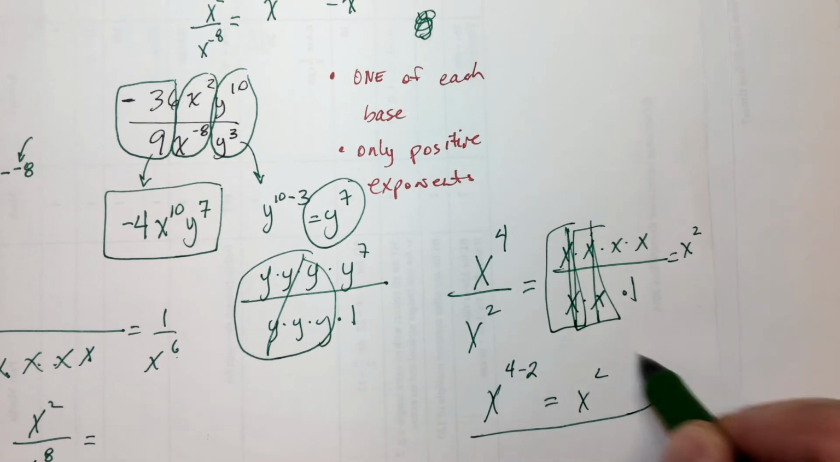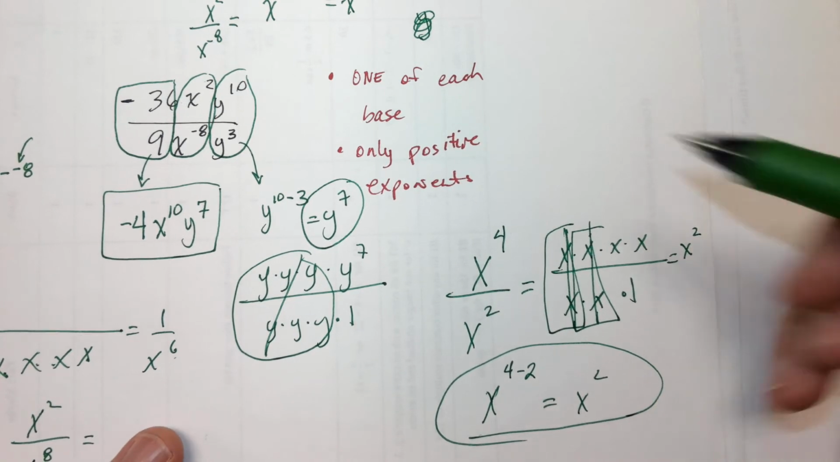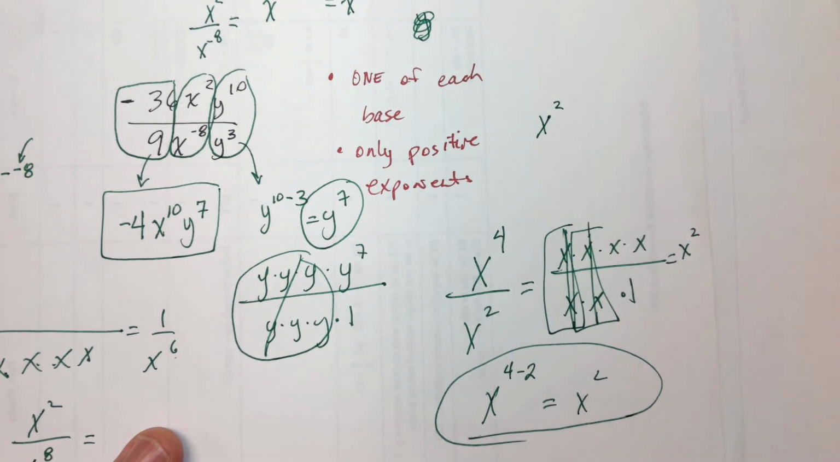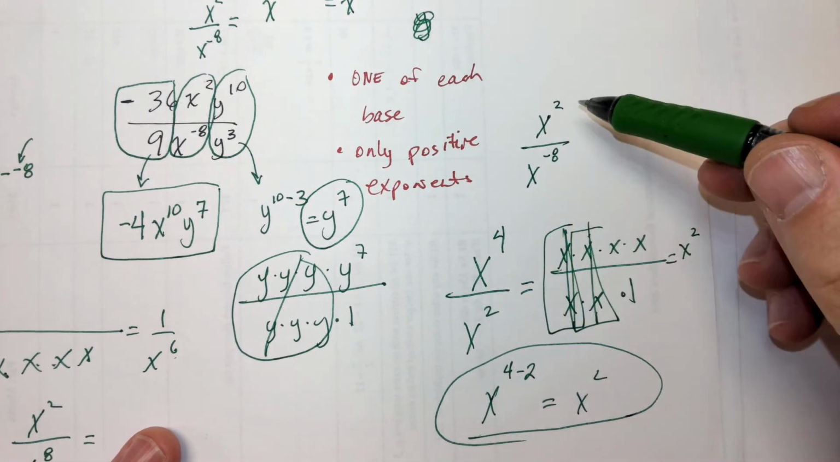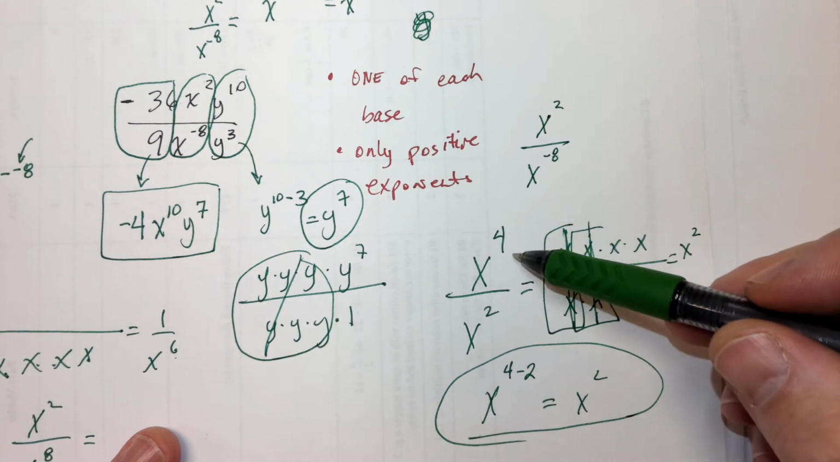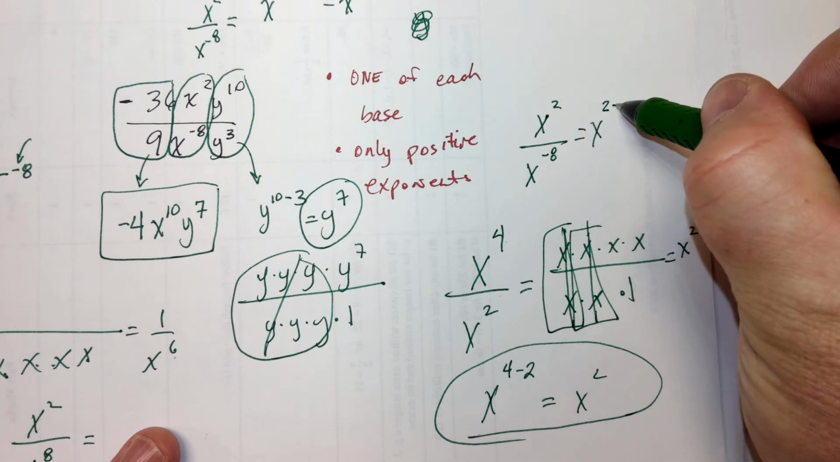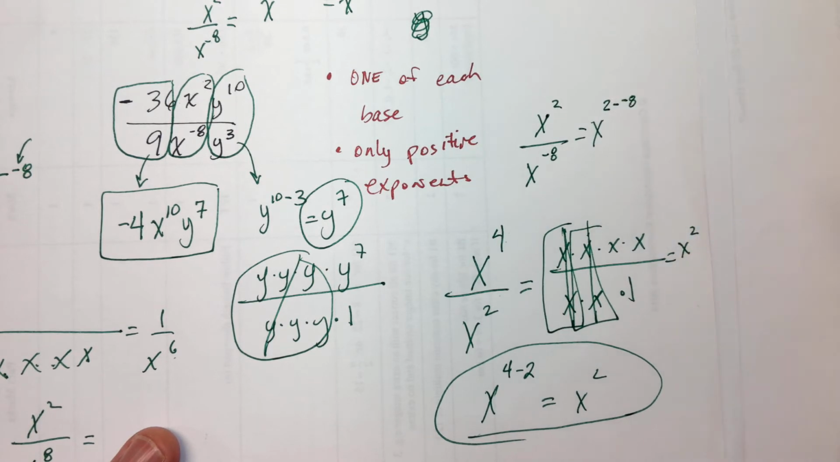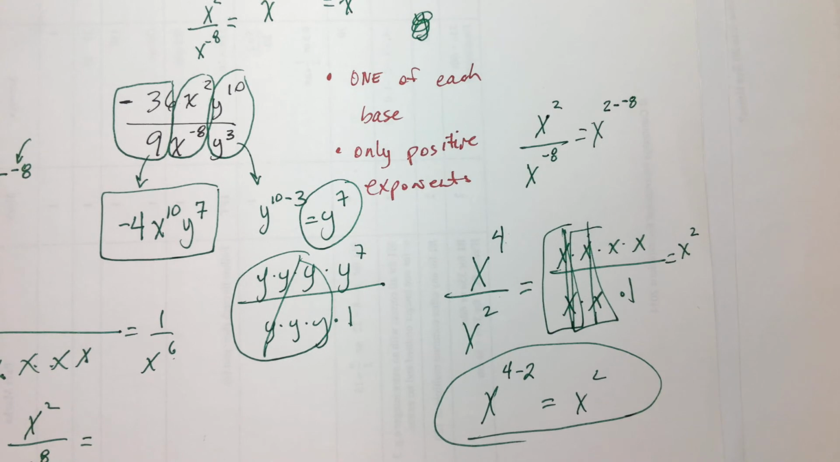That's the shortcut. That's how it works. That's the pattern every time. And so it's ugly when we had this, though. Let's see. Yeah, you can see that, right? This is ugly, but it's the top minus the bottom. It's the top minus the bottom, so it's x squared minus negative 8. And then minus a negative is plus, and so that's why you get x to the 10th with the shortcut.